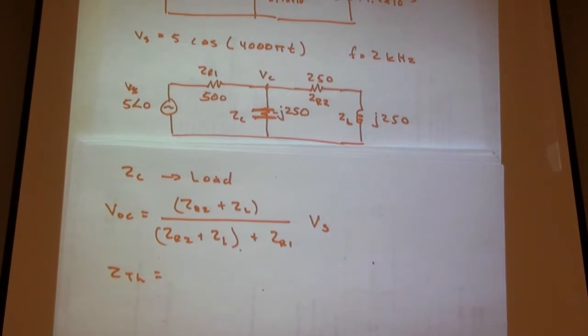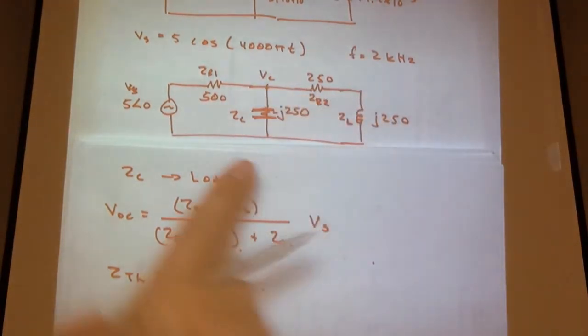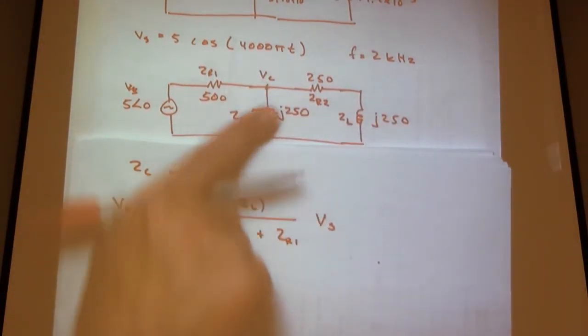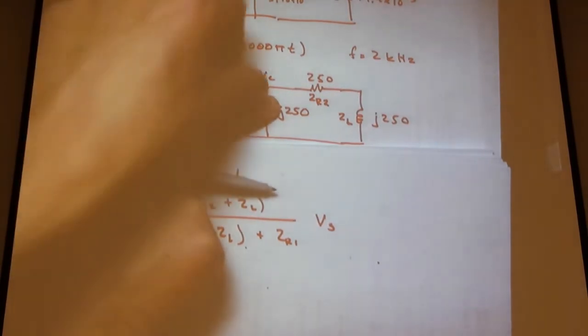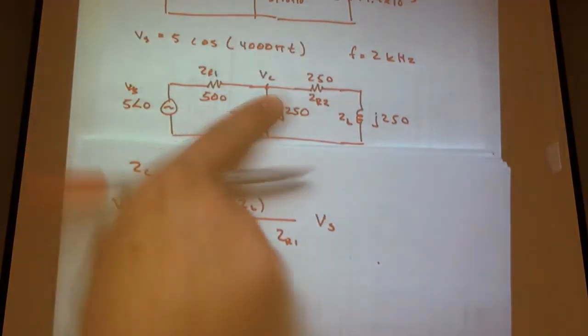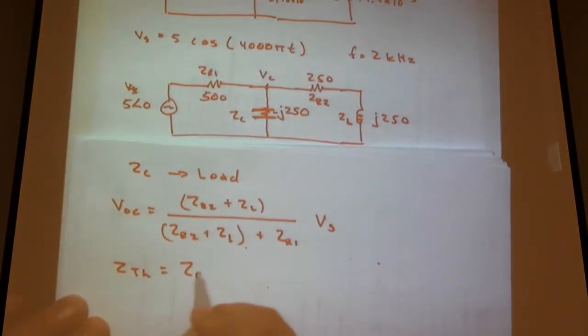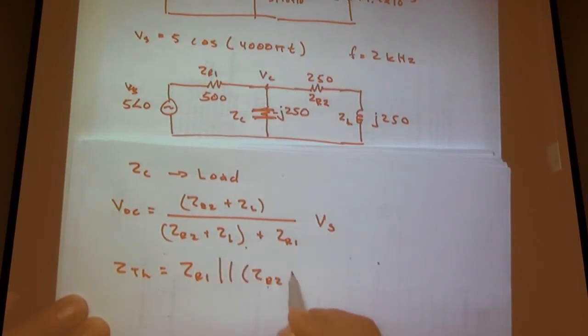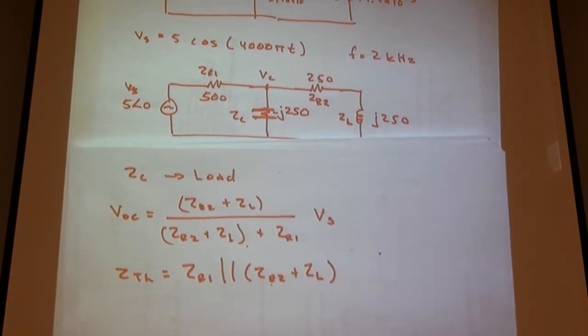What's Z Thevenin? Well, what do you do with the voltage source? You short it, and so what are we looking at? We're looking at the impedance between here and here. If I cover that up, impedance between A and B. Well, what do we have? That's ZR1 in parallel with ZR2 in series with ZL. Right? And we can plug in numbers and find values there.